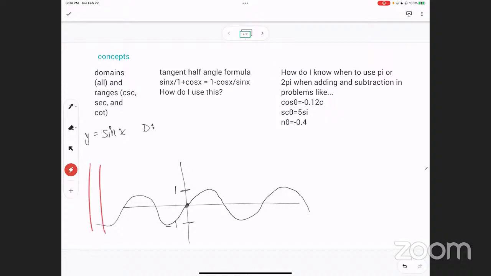So the domain, you know how you scan it from left to right and you say, when am I going to touch the graph? Everywhere, I'm always going to touch. So your domain for a sine function is -infinity to infinity, and your range for a sine function is, scan from bottom to top, as low as -1 and as high as +1. You understand that? Yeah.